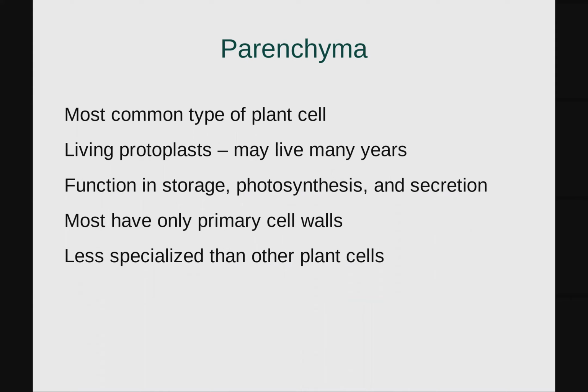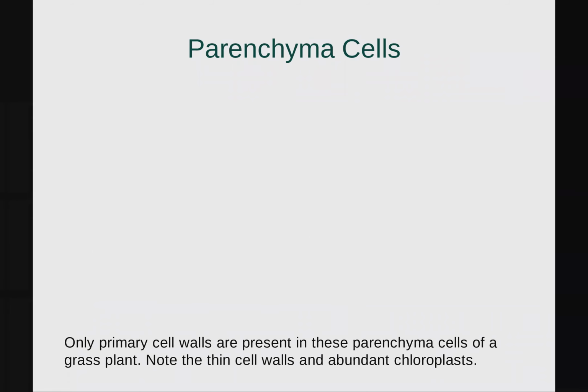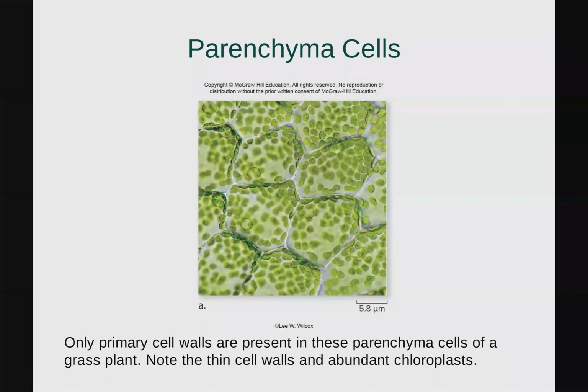These typically function in storage, photosynthesis, as well as secretion, and only have primary cell walls. So their cell walls aren't too rich with cellulose as well. And they are significantly less specialized than the other types of plant cells that we'll see. Now we can look at some parenchyma cells here. Again, they only have the primary cell wall. In this case, it's a grass, but the cell walls are very thin, and you can see they're chock full of chloroplasts, which are all these little green bodies we see littered throughout this picture. You can also see the nucleus here. But again, lots and lots of involvement in photosynthesis, storage, and all that fun stuff.